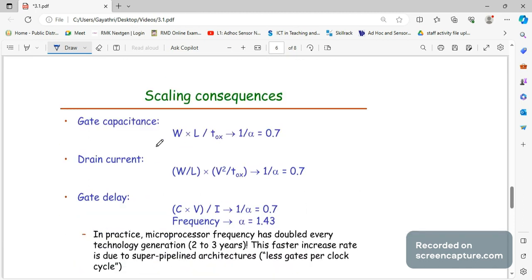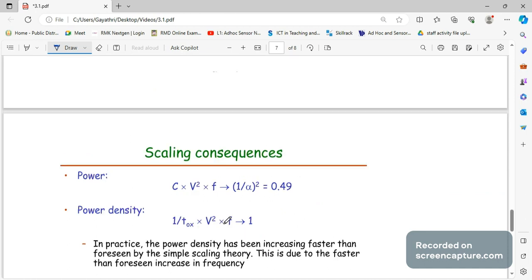Similarly, the scaling consequences for gate capacitance, drain current, and gate delay are listed out. Since we have taken 30 percent, gate capacitance is nothing but W into L by T_ox, that is equal to 0.7. For drain current, we know the formula W by L into V square by T_ox, where T_ox is the thickness of the oxide layer, that is also equal to 0.7. The gate delay is CV by I, or simply we can say this is the frequency of operations.